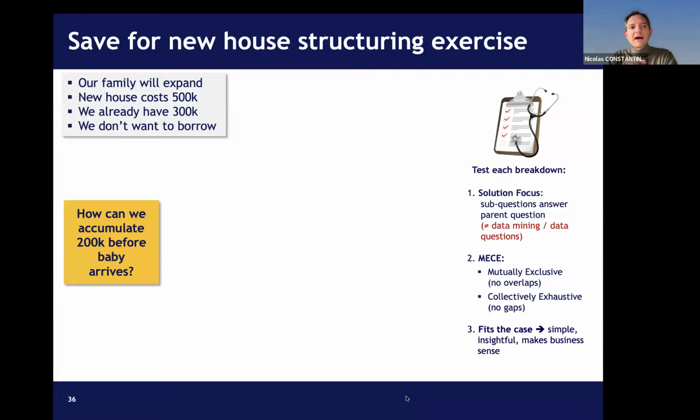That's right. So does it matter how much, whether it's 200K or 500K? No. Does it matter when baby arrives? Not in the problem. That's right. Very good. Excellent. You see, most people will get totally distracted and be like, when does baby arrive? But it doesn't matter. Not for how to think about the problem.